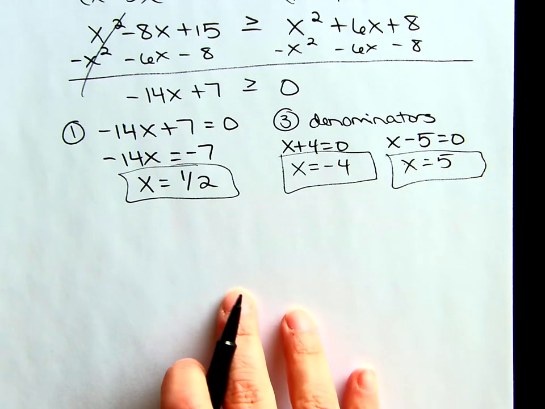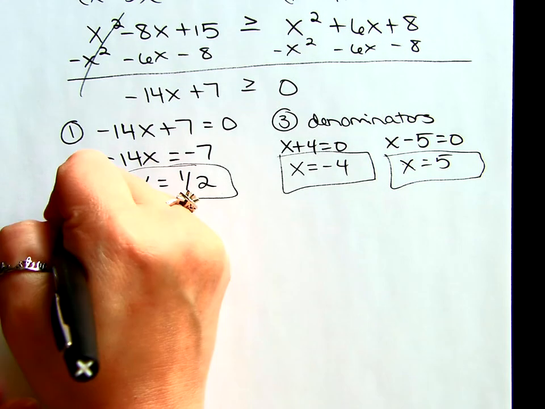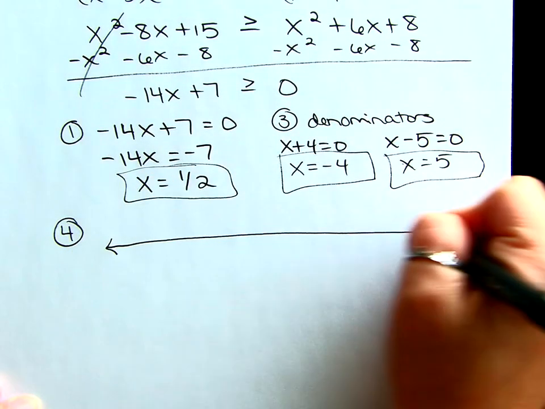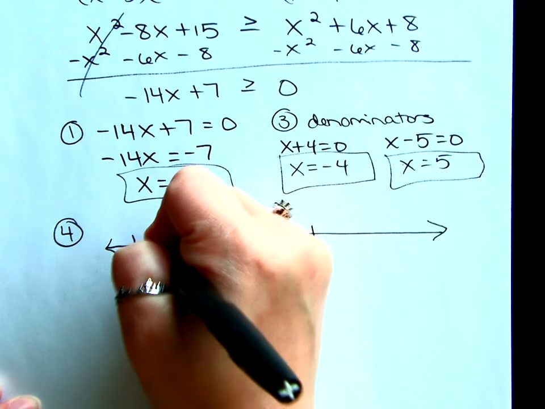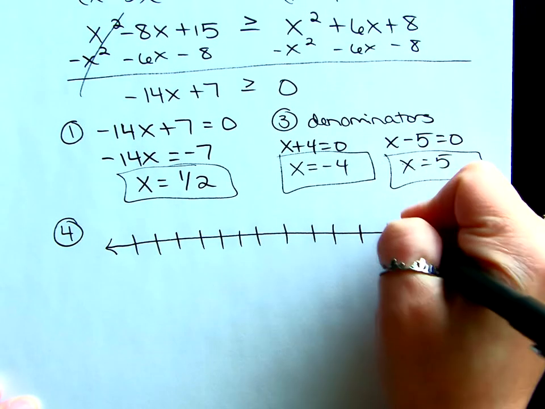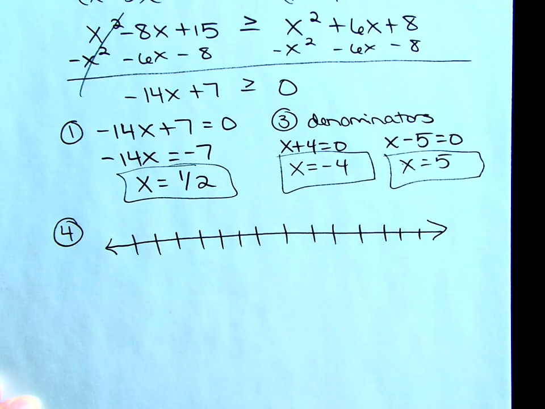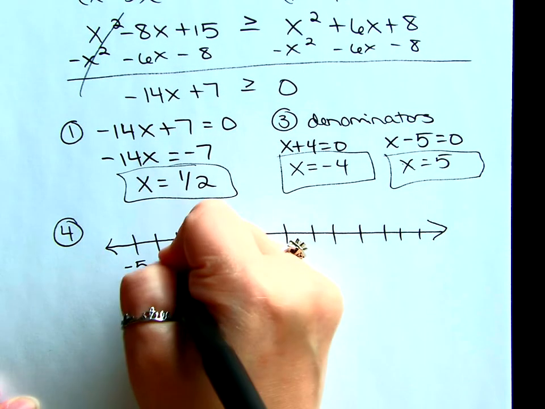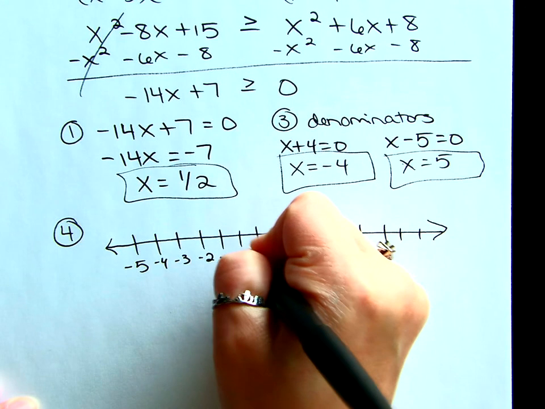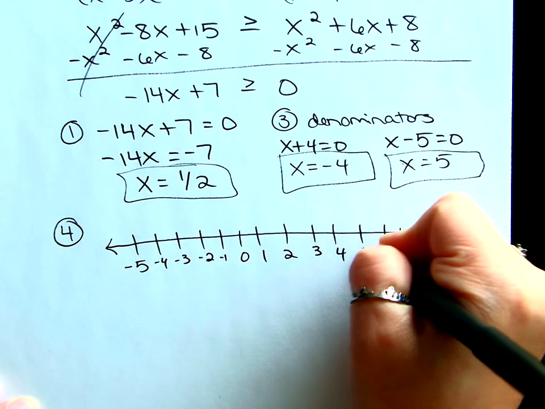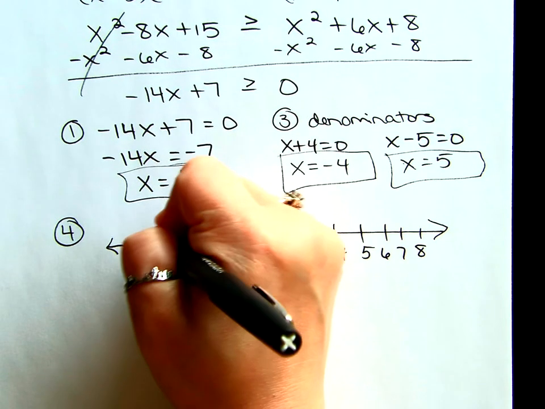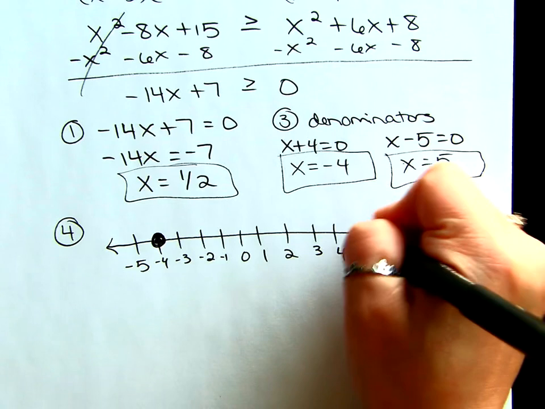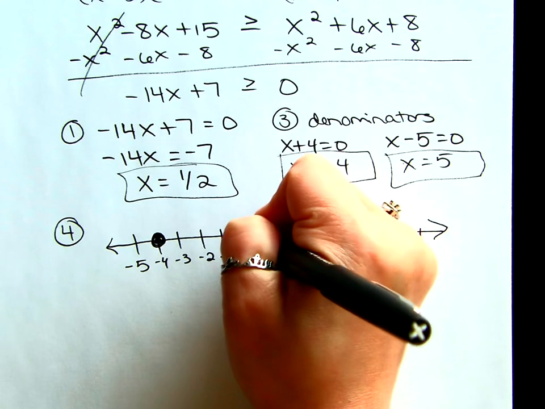So now we're going to put those 3 boundary points on our number line. I did not space these right. Negative 5, negative 4, negative 3, negative 2, negative 1, 0, 1, 2, 3, 4, 5, 6, 7, 8. Okay, not exactly how I would like my number line, but it works. X is negative 4, there's a boundary point. X is positive 5, there's a boundary point. And right here in the middle is a half.